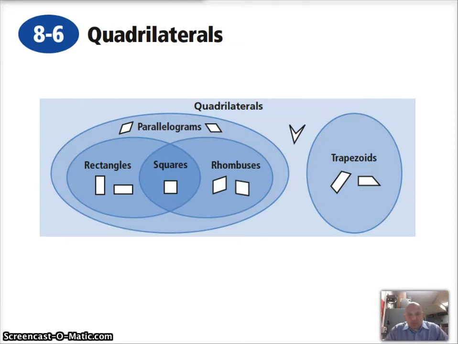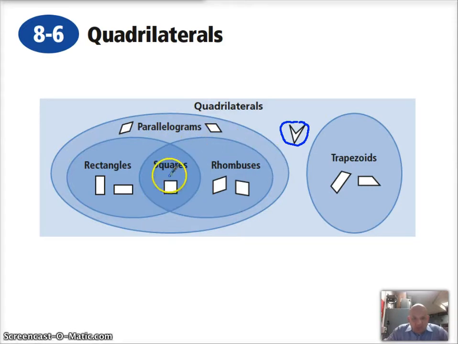This is a drawing that I want you to draw. It illustrates the relationship of all quadrilaterals. All quadrilaterals include all these different defined terms that we used, including this one, which lies outside. It's an irregular quadrilateral. But let's look at what it includes. It includes parallelograms. And parallelograms also include rectangles, squares, and rhombuses.